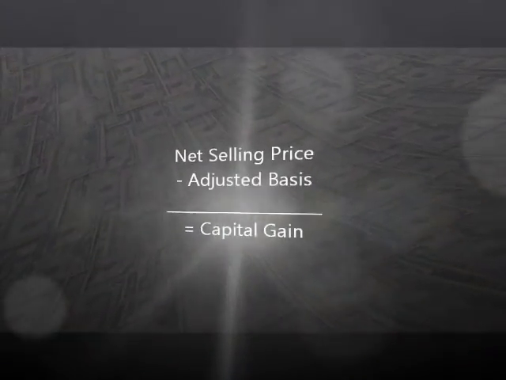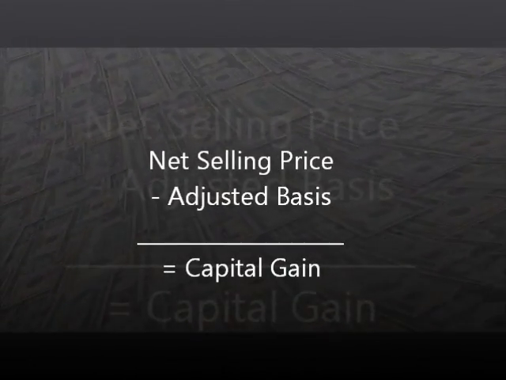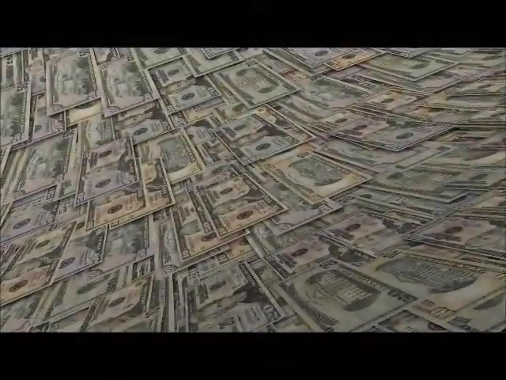Now let's once again take that net selling price from our sale, deduct our final adjusted basis, and bingo, that is our capital gain. One last thing.